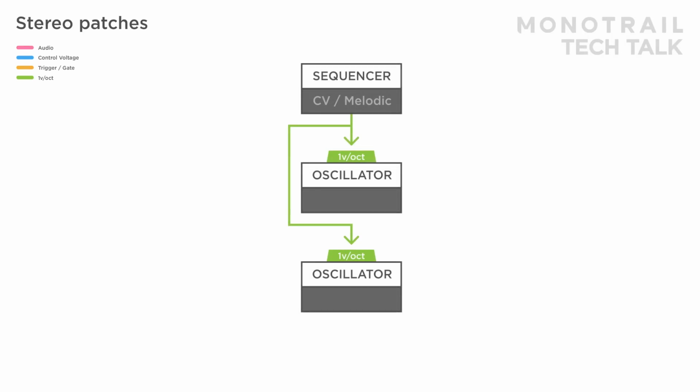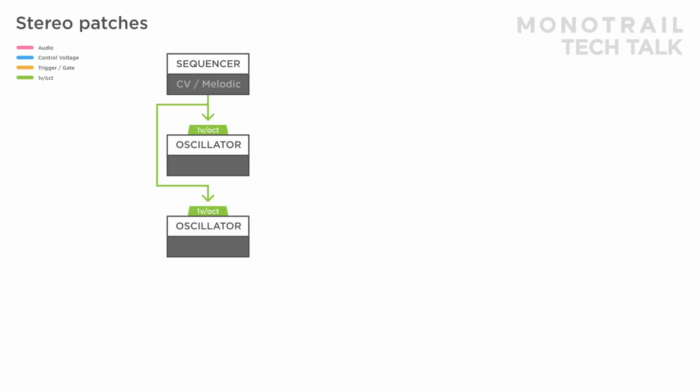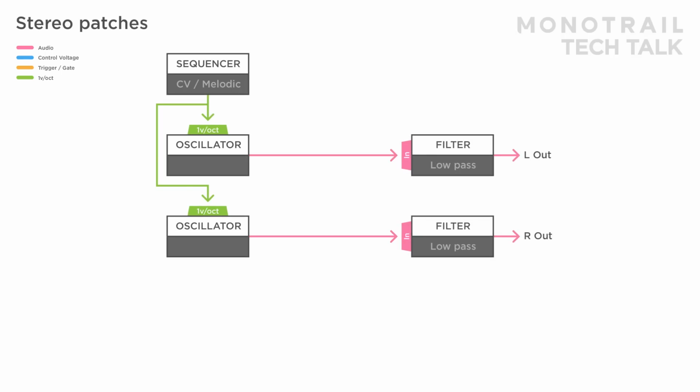And maybe the best patch, here's the same setup used before with 2 oscillators receiving the same sequence. If you send each oscillator to its own filter, it's very easy to create wonderful stereo effects. In this setup, the steady clock from the sequencer is just driving a clock divider.